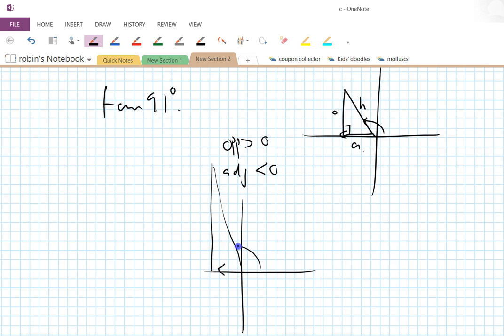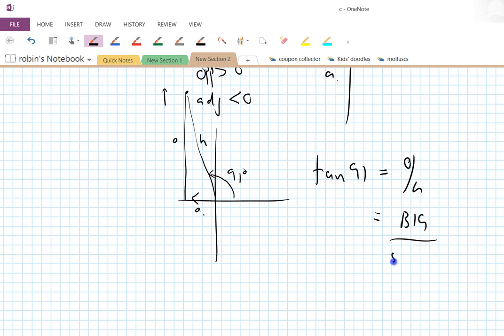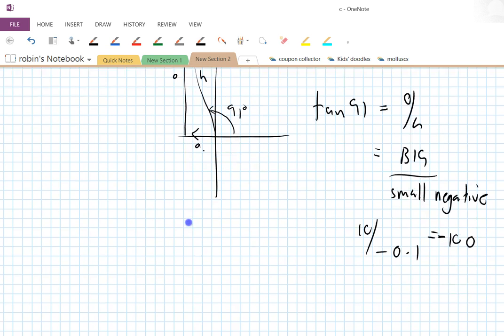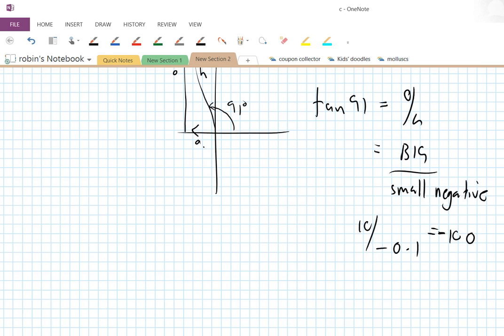So there's my 91 degrees. This is the hypotenuse, always positive. There's the opposite, which is positive here because it's going above the axis. It's in the positive region. But the adjacent is negative. So tan 91 equals opposite over adjacent, which equals big over small negative. So it's something like 10 over minus 0.1, which equals minus 100, because a positive divided by a negative is a negative.